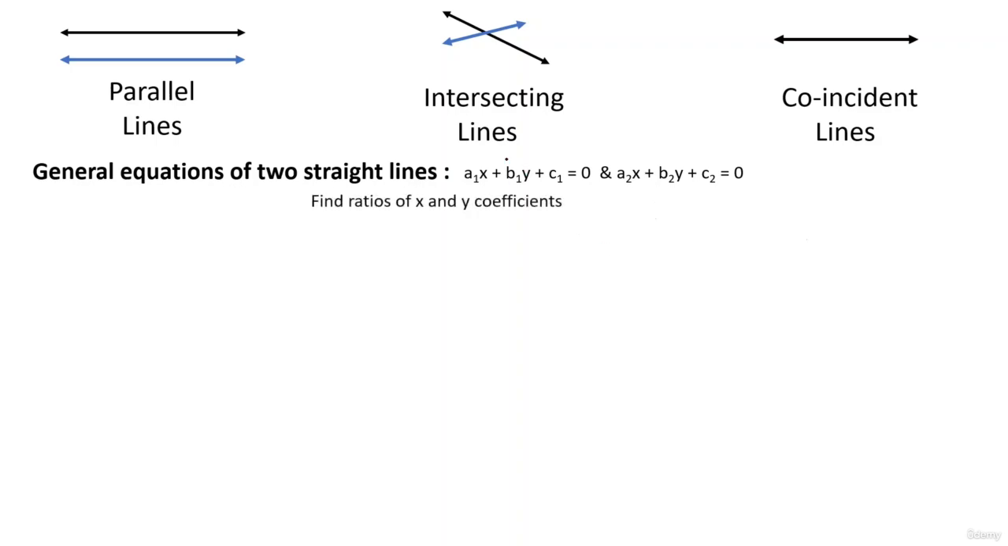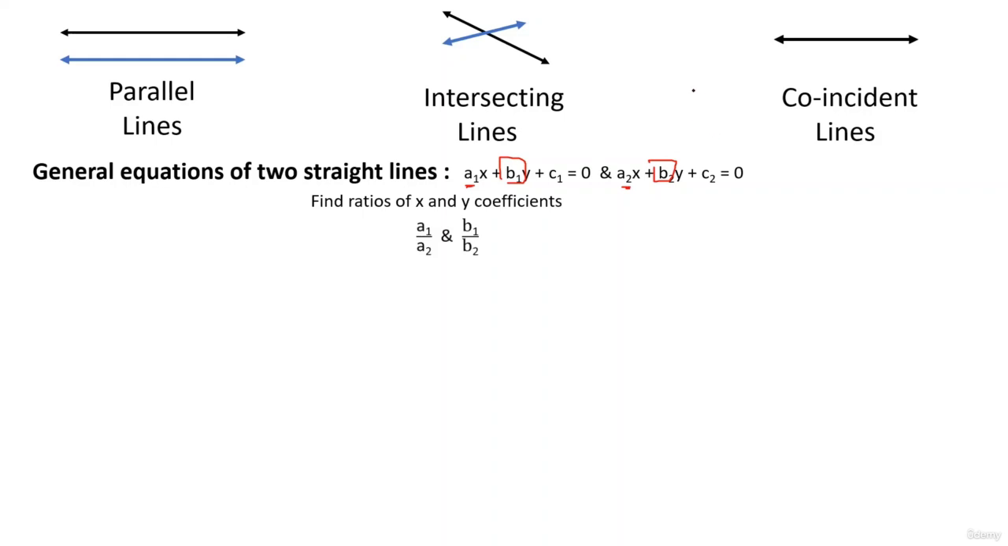Which is the x coefficient here? A1. And here? A2. So we take a1 upon a2, the ratio of the x coefficients, and the ratio of the y coefficients here are b1 and b2. So we basically find the values of a1 upon a2 and b1 upon b2.